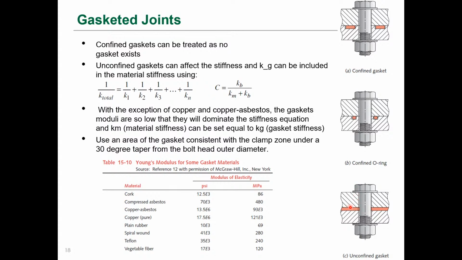So if you want to know how much of the area of the gasket material to use, you can use the clamp zone under a 30-degree taper from the bolt head. Okay, so if you come down 30 degrees, you can calculate that area for that bolt head to calculate the effective area of that gasket material. This is the Young's modulus for some commonly used gasket materials. You see cork, compressed asbestos, copper, plain rubber, spiral wound, Teflon, vegetable fiber.